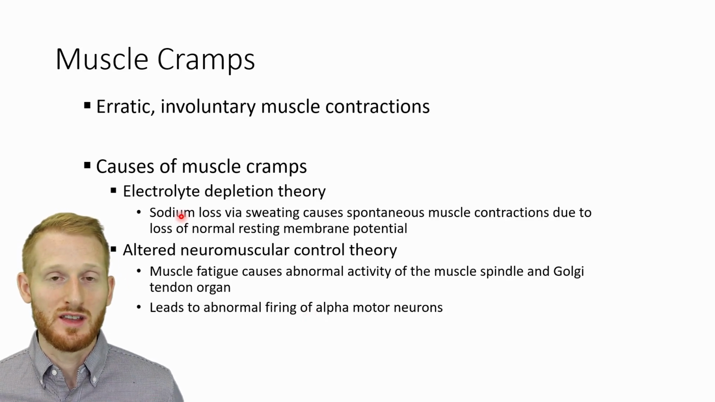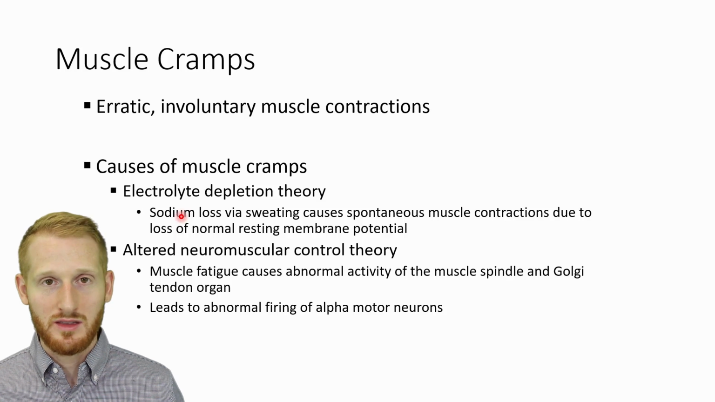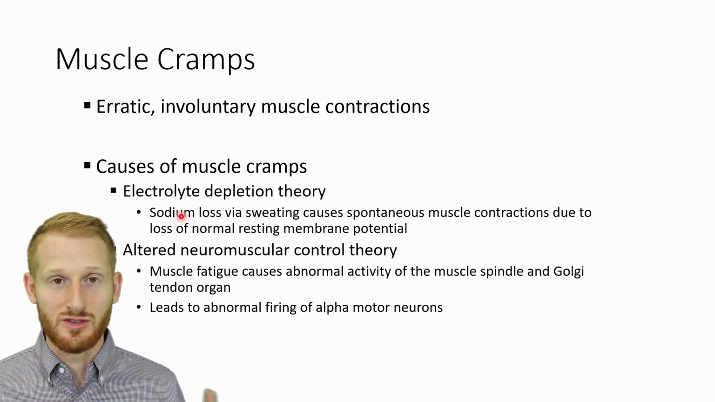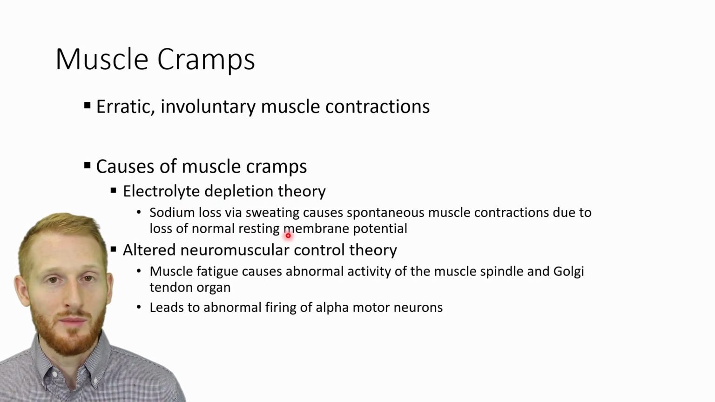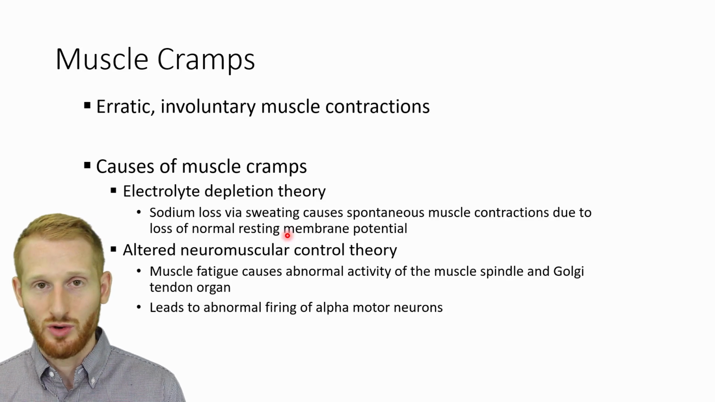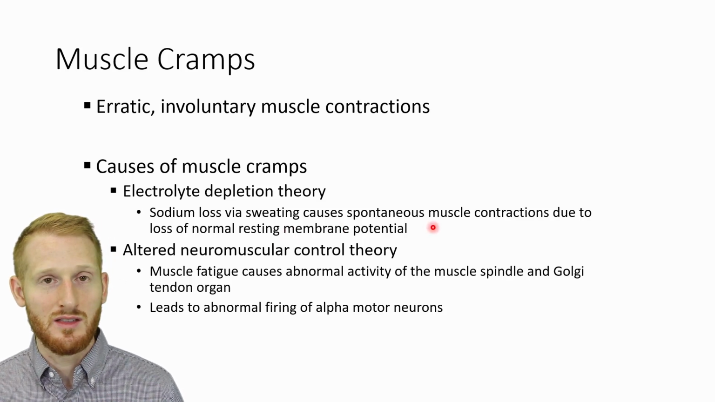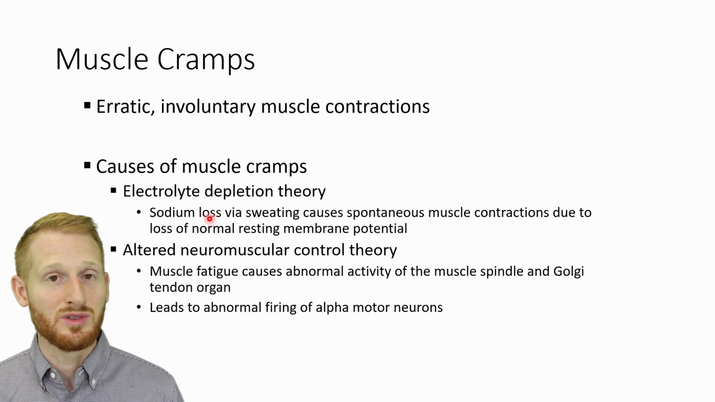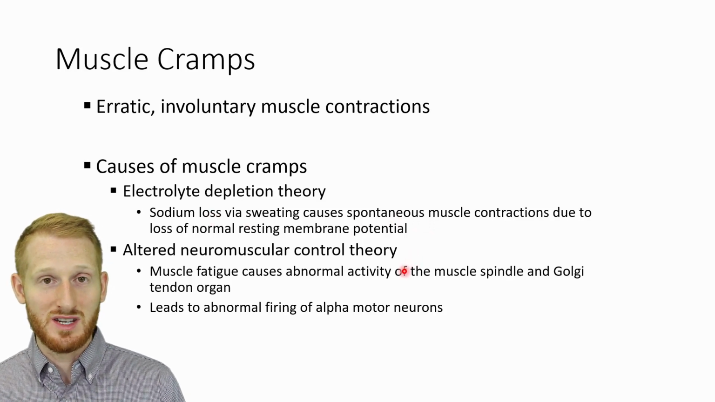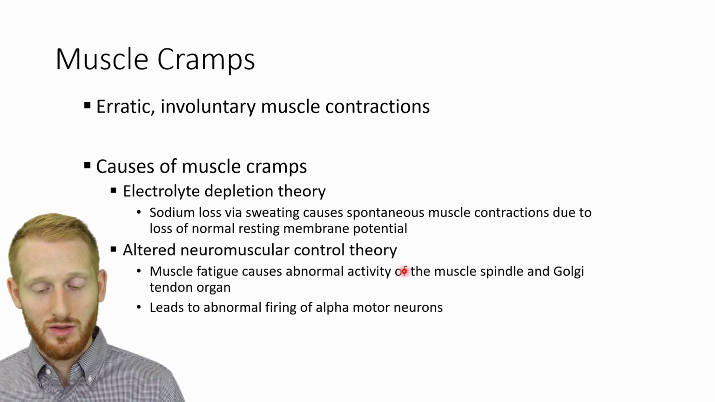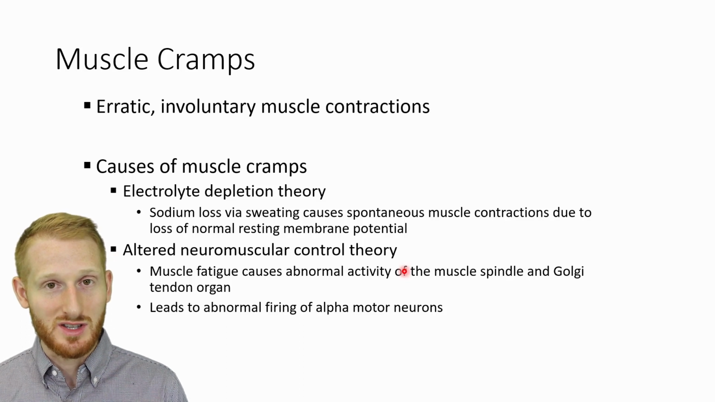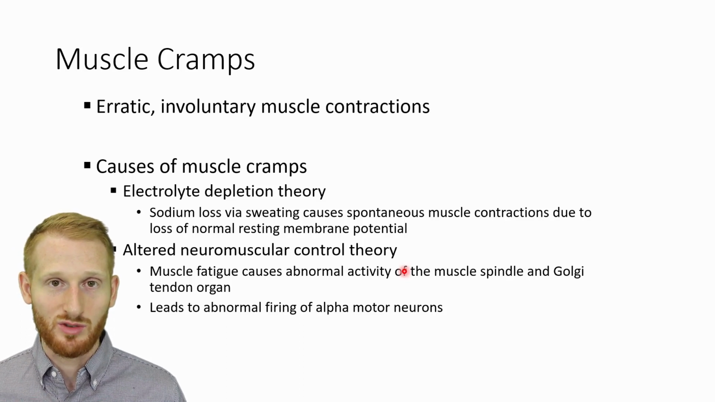So there's two basic theories explaining muscle cramps, and these are not competing theories necessarily. There are certain situations where one or the other is more applicable. If you are exercising for a long period of time and you're sweating a lot, you're using up a lot of electrolytes, sweating out sodium, things like that, then you can get cramps because of the electrolyte depletion theory. Basically, again, you need to have that proper balance of sodium and potassium inside and outside the muscle, and if you don't, then it's going to cause the muscle to potentially contract when you don't want it to, causing a muscle cramp.